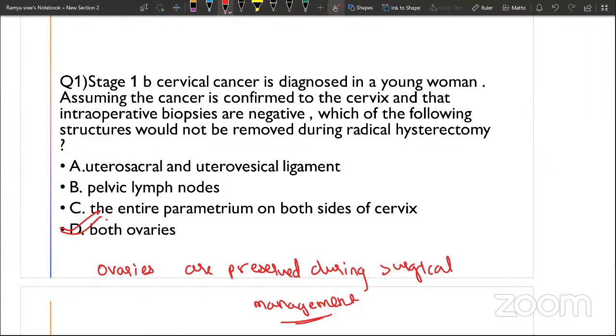So what we do is we take the ovaries from the pelvis and we put them in a paracolic gutter. So even if we have to give radiotherapy later, we can still preserve the ovaries. Okay. And which stage to which stage will you do surgical management in cervical cancer?